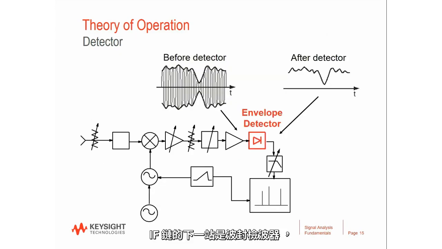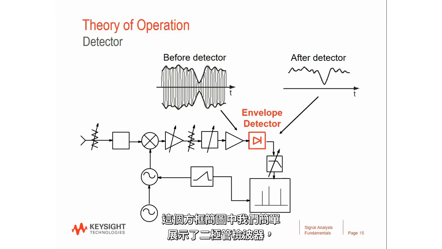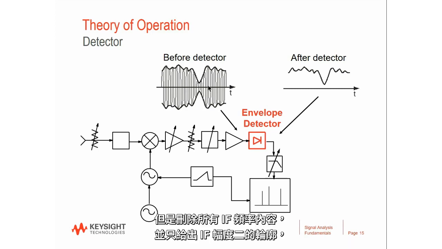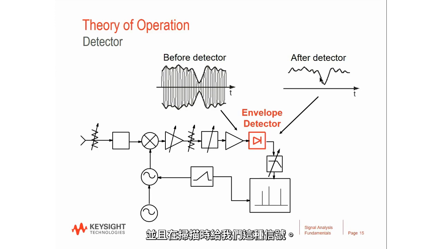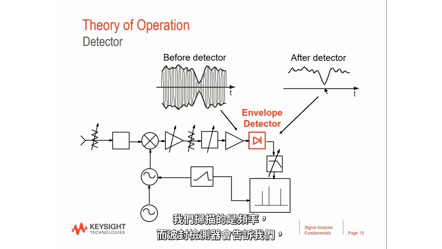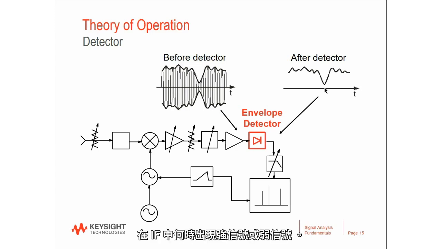The next stop in the IF chain is the envelope detector. In this block diagram, we're going to show that very simply as just a diode detector. And that detector is going to take as the input the IF signal, but strip away all the IF frequency content and give us only just the outline of the amplitude of the IF and give us this sort of signal as we sweep. And we're showing time on the x-axis here, but what that really boils down to is the time during the sweep. We're actually sweeping frequency, and the envelope detector tells us when there's a strong signal or a weak signal in the IF.